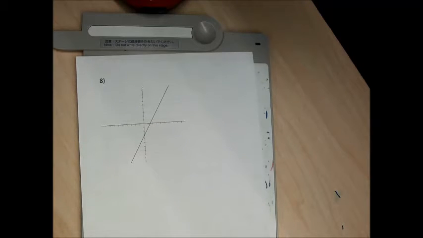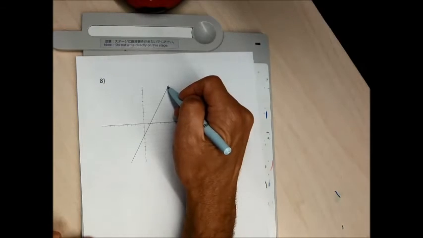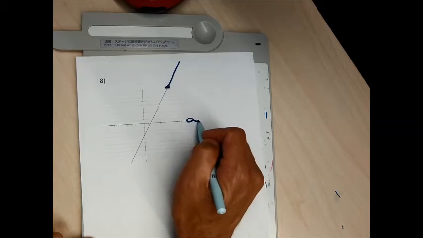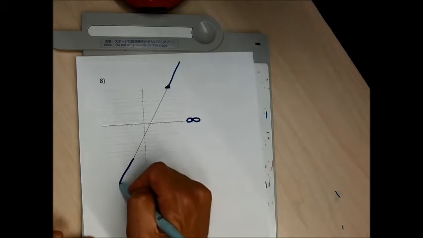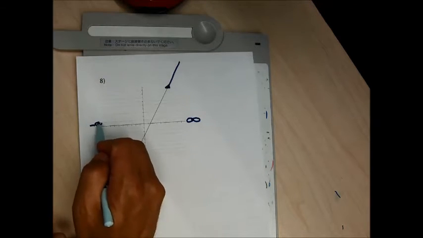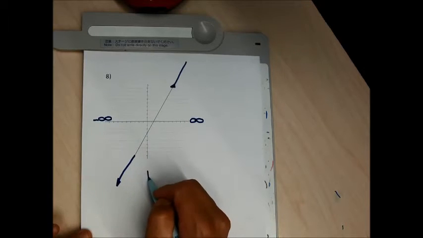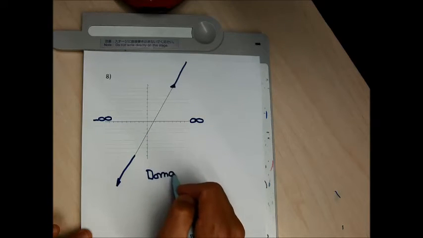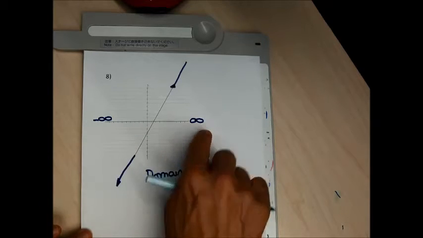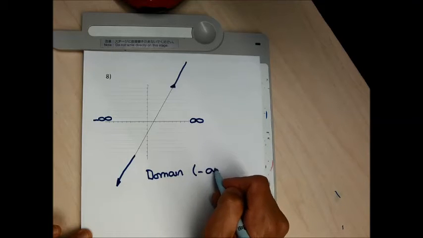For number 8, when I go to find the domain, I need to extend this graph up and to the right because the right edge isn't labeled. So this graph eventually is going to make it to the far right edge of the x-axis. And I need to extend this graph down and to the left. And beneath the x-axis, it makes it to the far left edge of the x-axis. When I go to write the domain for this graph, because it extends all the way out to the far left and to the far right edge of the graph, I say the domain is negative to positive infinity.